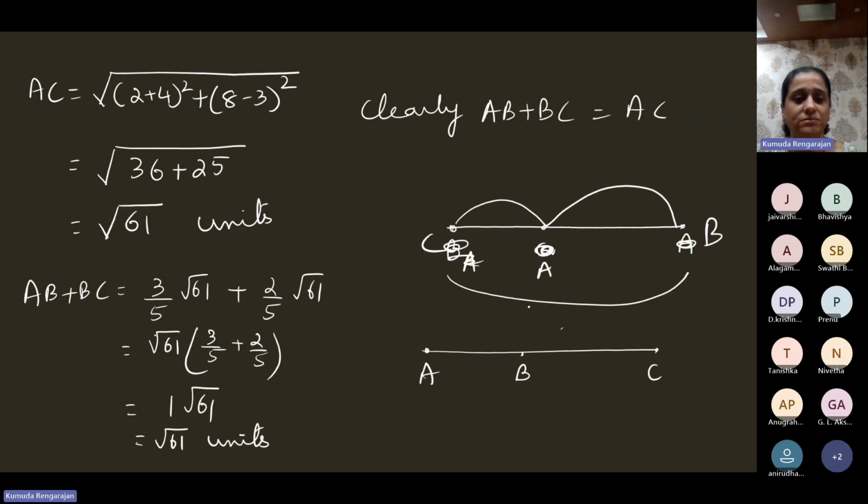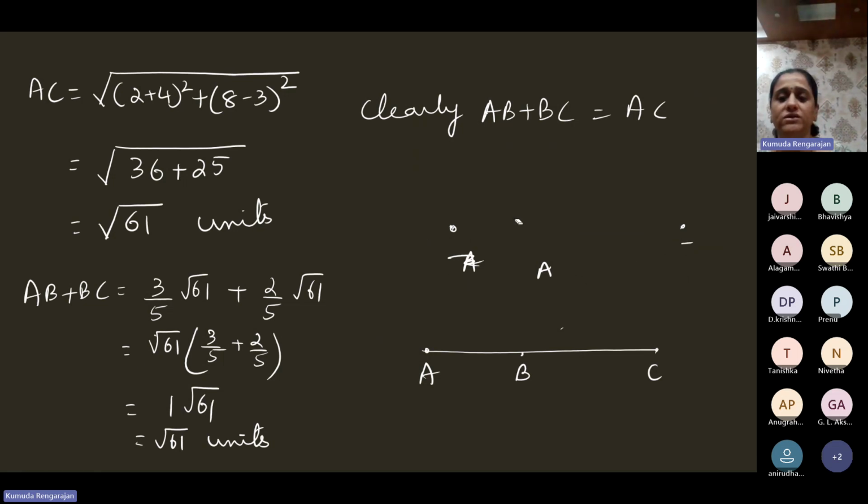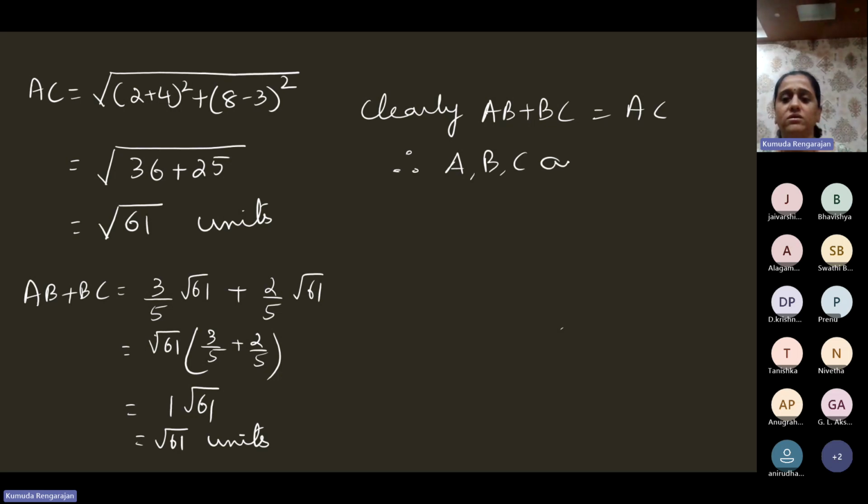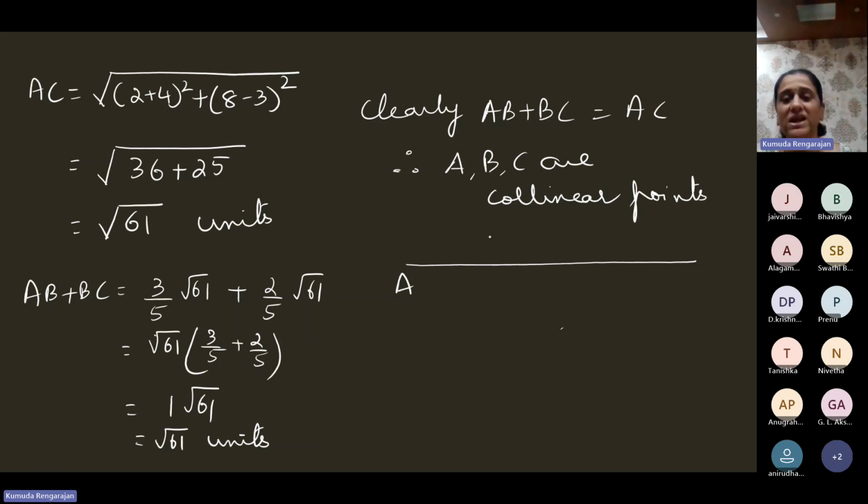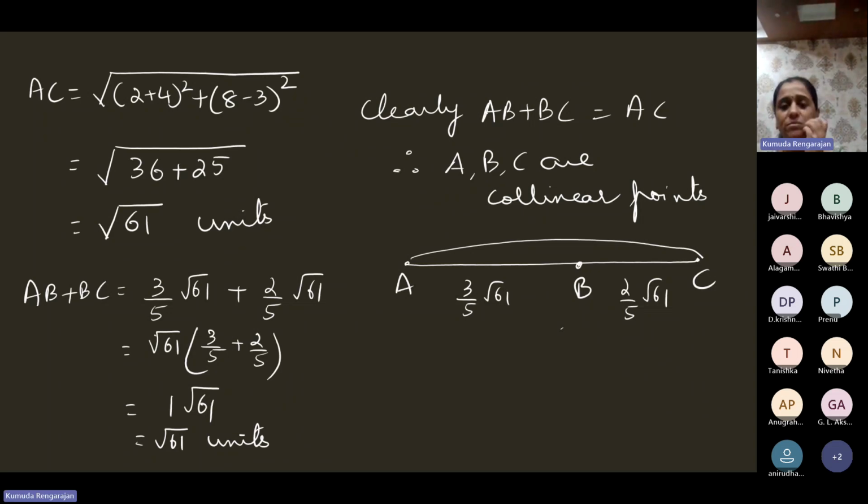So here AB plus BC is equal to AC. Therefore, the points A, B, and C are collinear. You can see A, B, B, C. B repeats, so B lies on AC. Like this: AB is 3 by 5 root 61, this is 2 by 5 root 61, and AC is root 61.